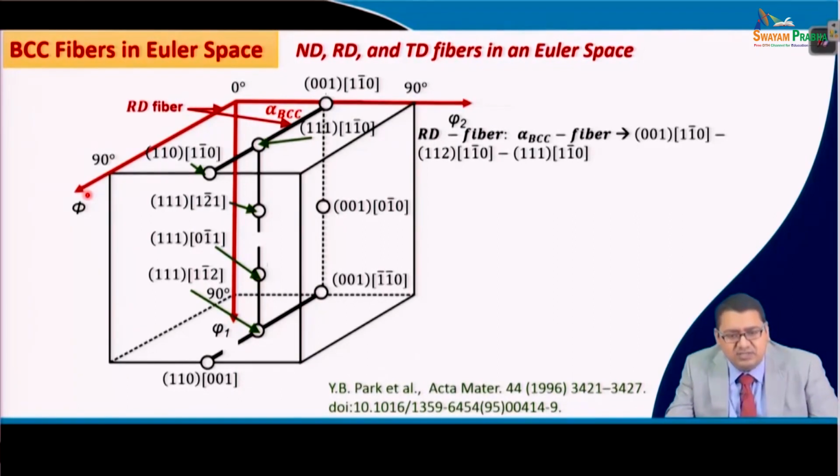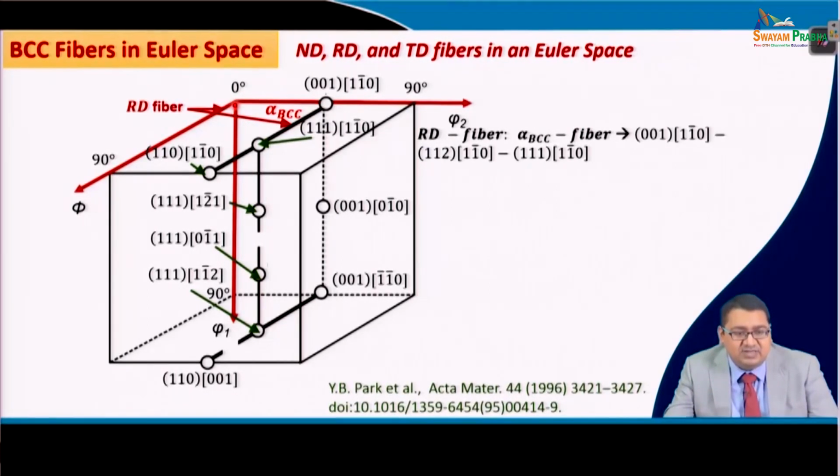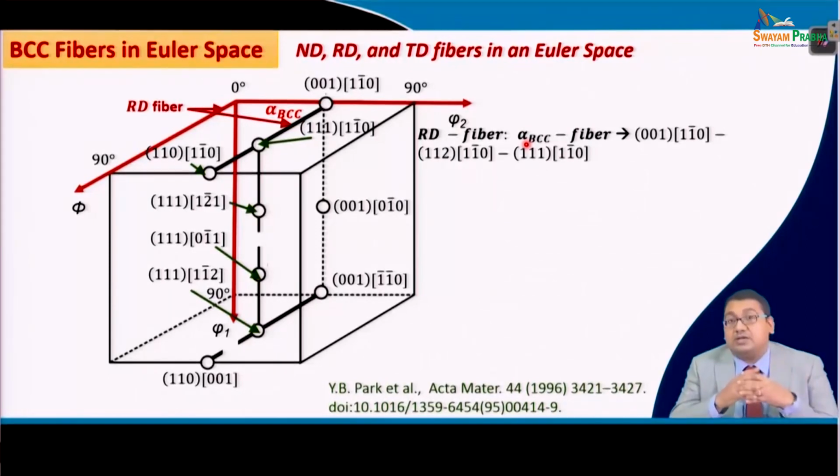So, what we have studied is that if the phi 1 rotation is 0, then the fibers which are along the phi axis are basically called the RD fiber. From 0 to 90 degrees, this fiber, from here to here, is called the RD fiber, because it has phi 1 equal to 0. Now, this fiber is an important fiber in case of BCC and is called the alpha fiber, alpha BCC fiber. We can put the subscript BCC in order to distinguish it from the FCC fiber textures. So, it runs from (001)[1-10], which is this component, to (111)[1-10], right.